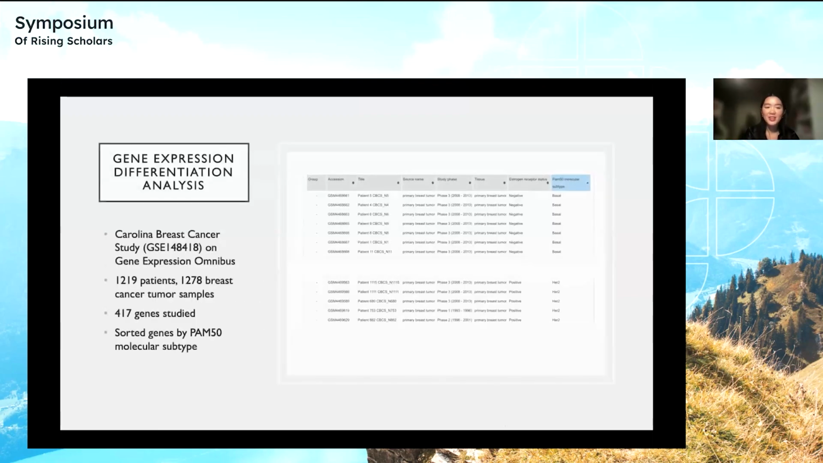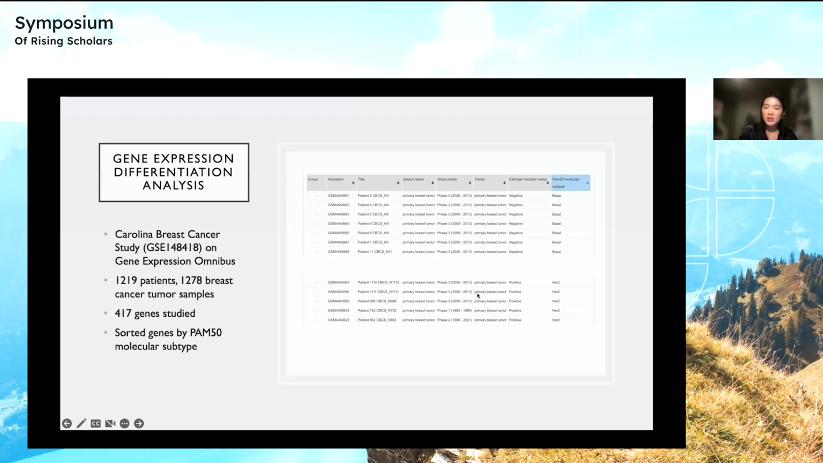Okay, so the research I did included the tumor samples from the Carolina Breast Cancer Study on the Gene Expression Omnibus, and they used a total of 1,219 patients, which had 1,278 breast cancer tumor samples, and they studied a total of 417 genes. In their data set, they sorted the genes by phase, tissue, estrogen receptor status, and PAM50 molecular subtype. And so then for my research, I sorted the genes by PAM50 molecular subtype.